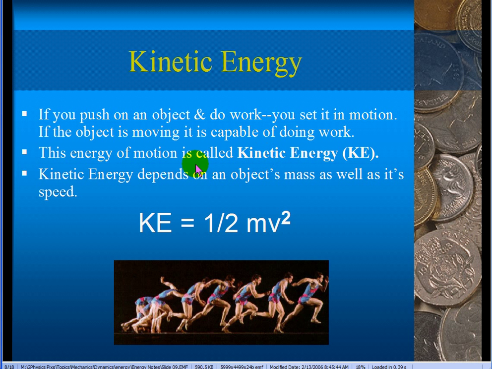Kine is from the Greek meaning movement. Kinetic energy depends on two variables. One is its mass, and the other is its velocity. But here's what's tricky. The equation is 1/2 mv squared. Notice velocity counts double, counts squared.